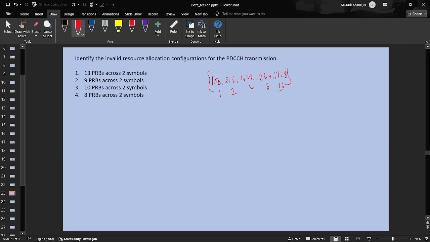So if here they talk about PRBs, the number of bits we can assign in one PRB is 18, right? 9 subcarriers available, 9 times 2 bits, 18. So if we talk about PRBs across symbols, what are the possible PRBs? That is 6 here, 12 here, 24, 48, and 96. So here it's 13 PRBs across two symbols, that is 26. That doesn't fit here, it's out of the picture. All PRBs, four are invalid. So this is also invalid. So does this. So all of these are invalid.